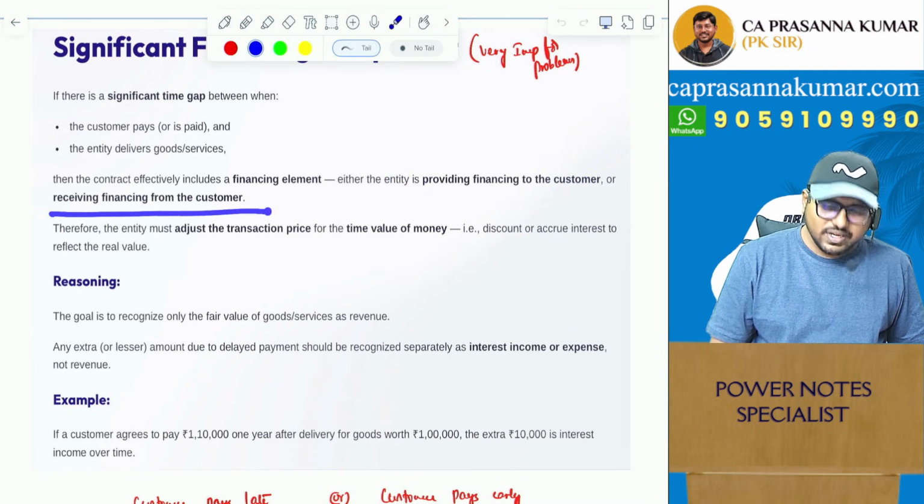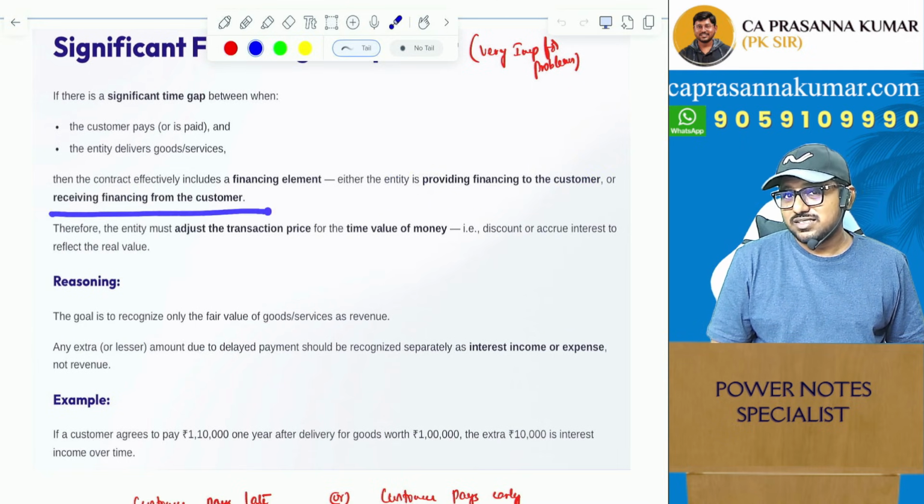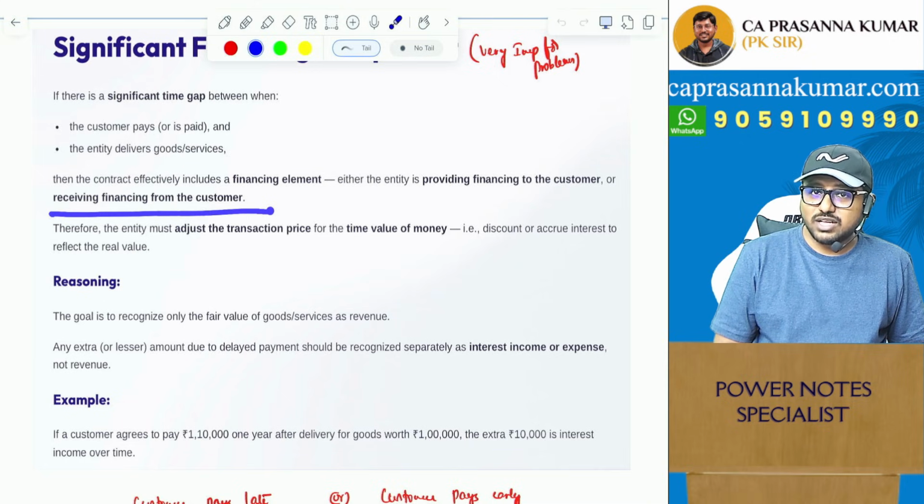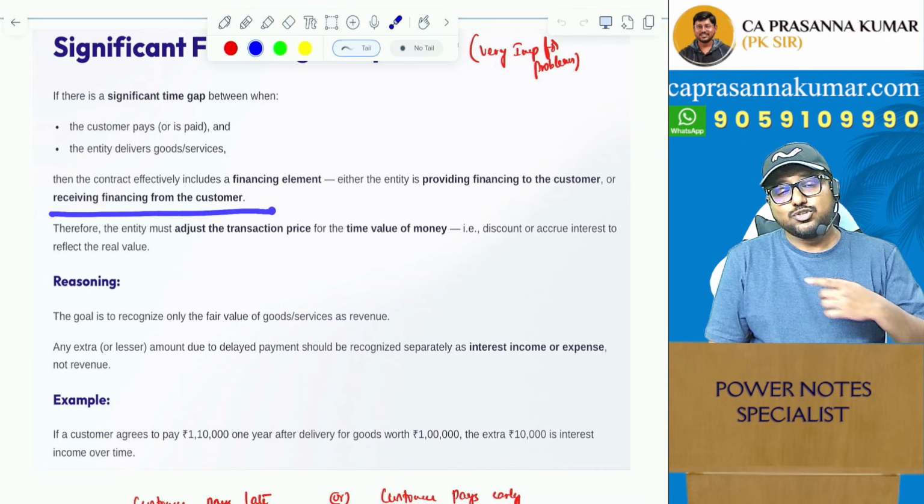Or the entity is receiving financing from the customer, which means the customer is financing the entity. In that case, the entity will get an advance. If the entity is getting an advance, it has to pay interest to the customer.